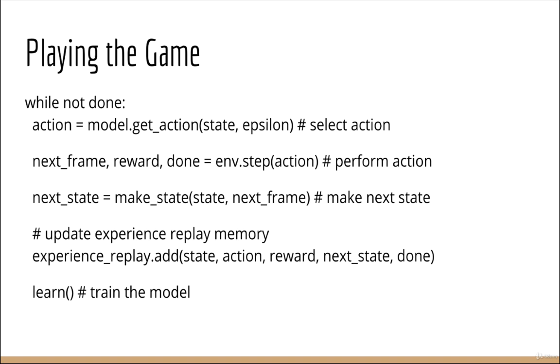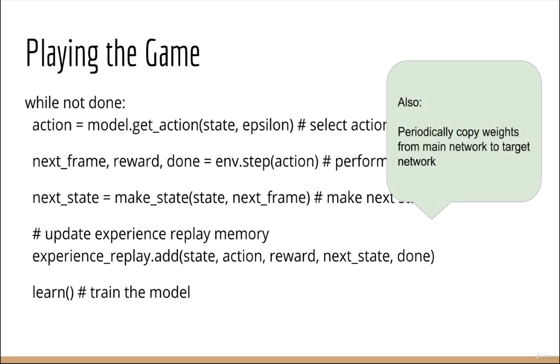Using the next frame, we can append that to our state to get the next state for the next iteration of the loop. We also want to store the SARS prime tuple in our experience replay memory. Lastly, on each step, we're going to call the learn function. We also want to make sure that we periodically copy the weights from the main network to the target network.